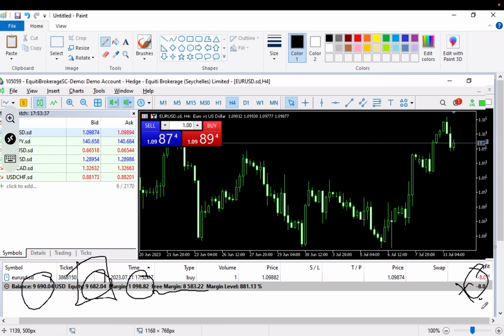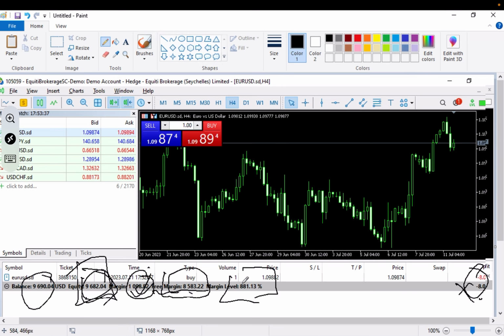Free margin. So this is my equity. I have used this margin already. So the remaining margin is the free margin. What is margin level percent? Margin level percent is the ratio. Margin level percent is the equity to used margin ratio, and that has to be multiplied by 100. So that will be the margin level percent.